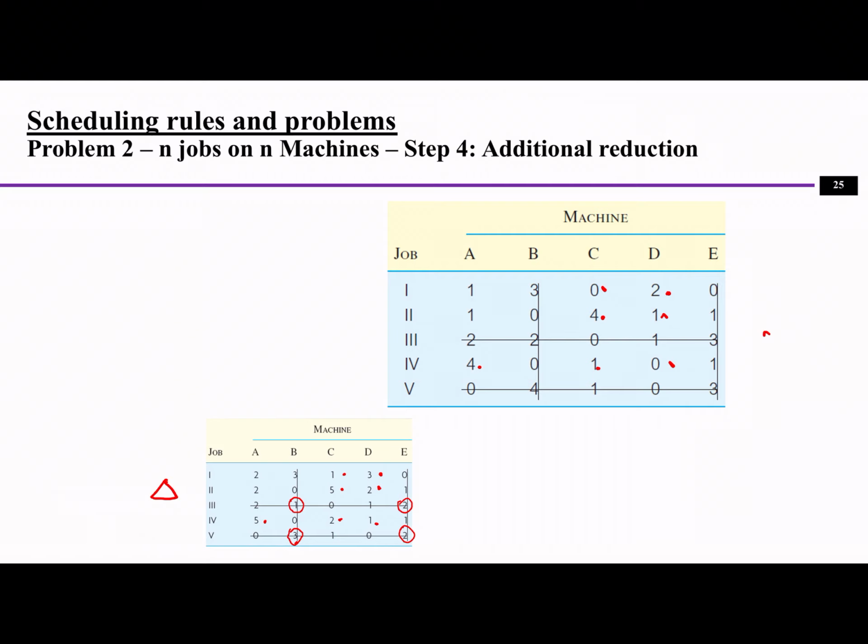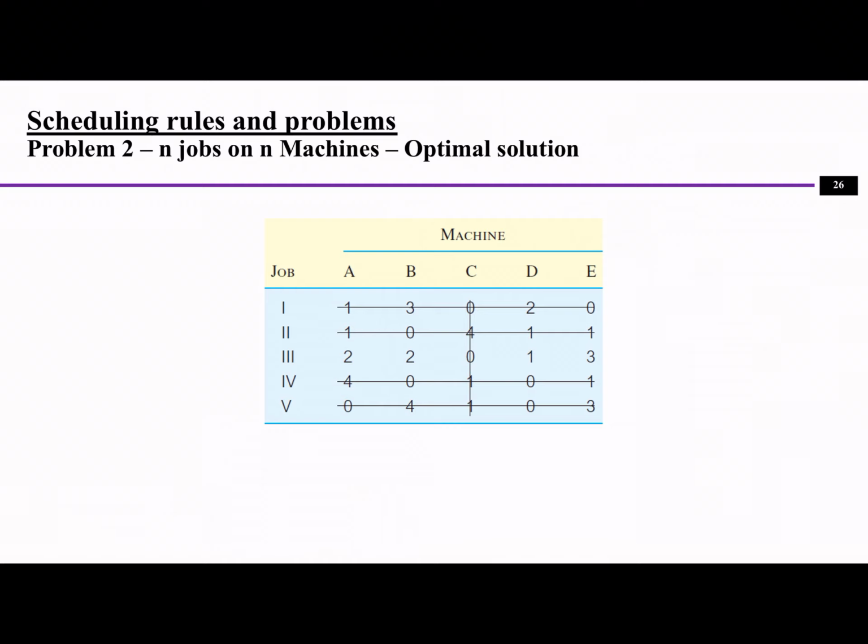So after we get this, we apply another line test. This time we need 5 lines to solve this problem. If the smallest number of lines covering all zeros is 5, it means we have reached our optimal solution. Then what is our optimal solution? We look at the zeros. Let's see, job 1. Job 1 has 2 zeros, which means it can be processed on both C or E.